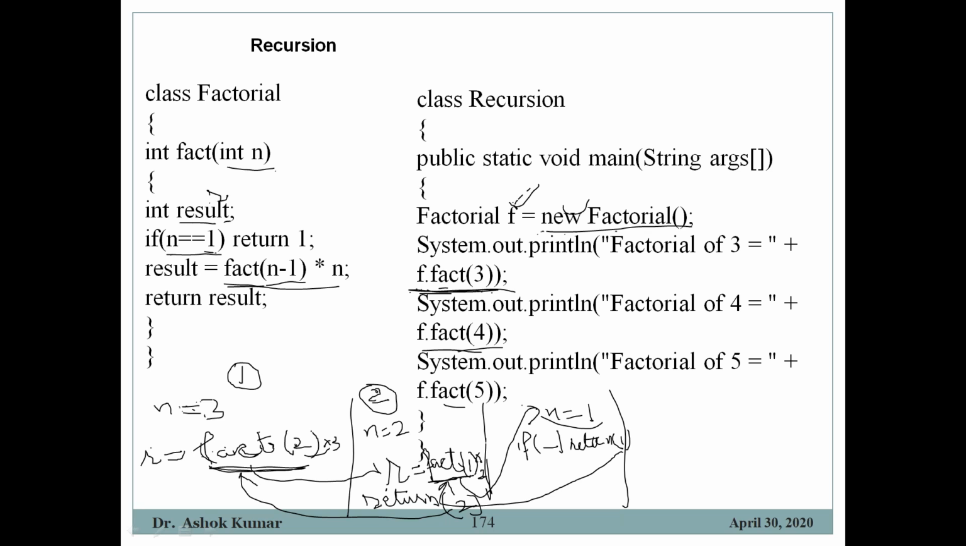So 6 will be assigned to the result variable of the first copy. After that, the return statement in the first copy of the fact function will return 6 back to main, and here you will get 6. So this factorial of 3 will give you 6 as a result. This is how a recursive function executes.